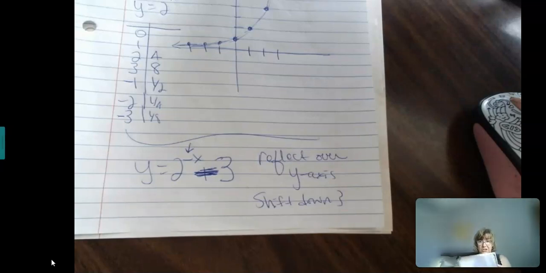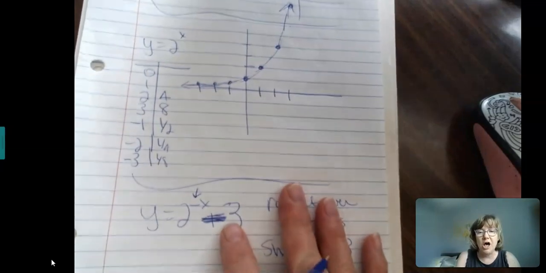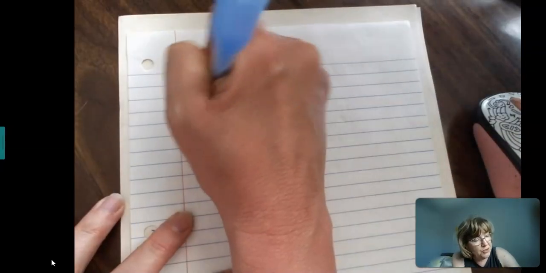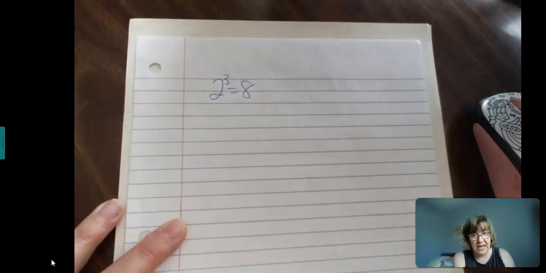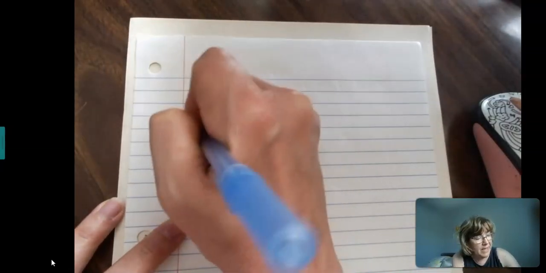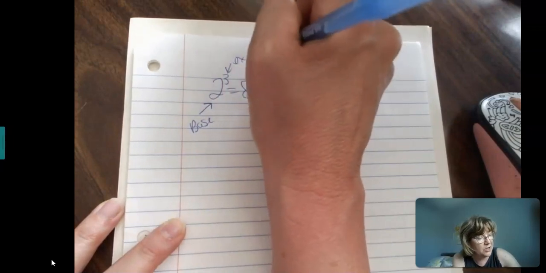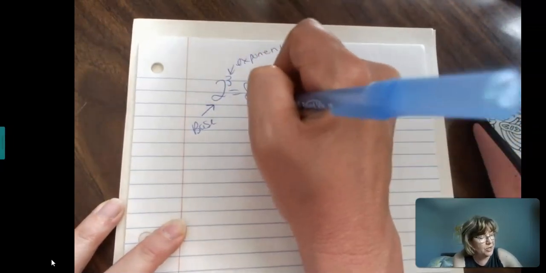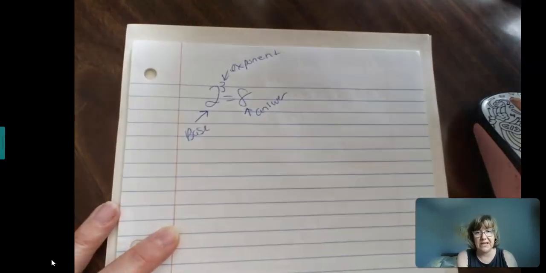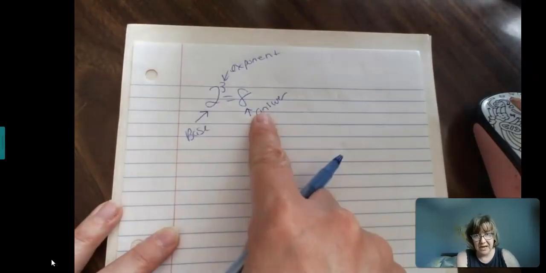Let's talk about logs for a little bit. Logs are the inverses. Remember how I talked about functions always have jobs. So if you have 2 to the 3rd equals 8, we're going to call this the base because that's what it's called. We're going to call this the exponent because that's what it's called. And for lack of a better word, we're going to call this the answer. So we spit out an answer.